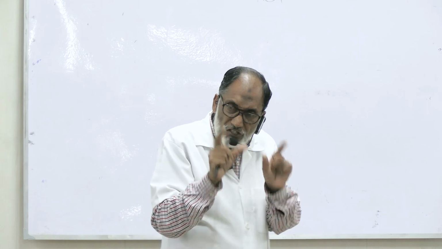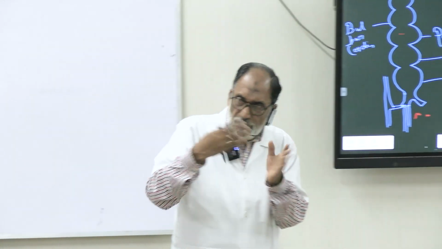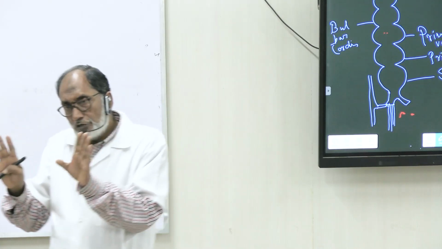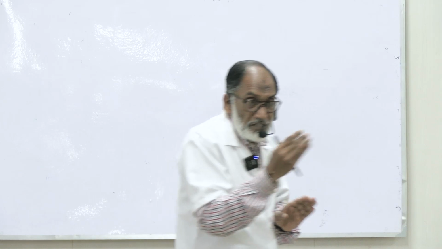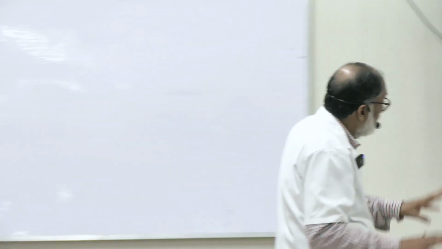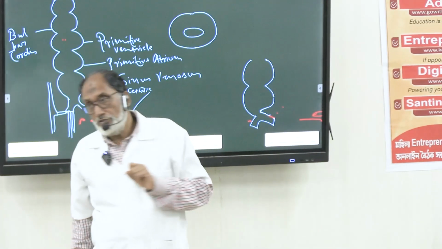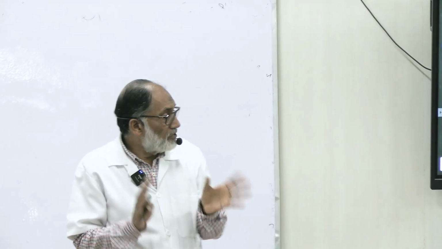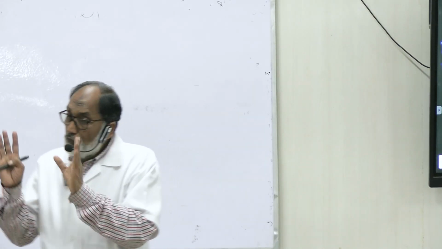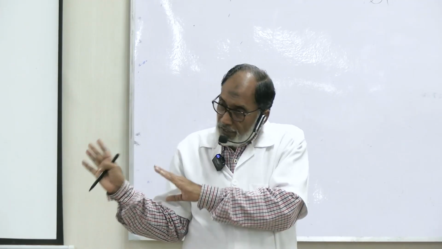Now each atrium has two parts. Inside, if you see, there are two parts, a smooth part and a rough part. The smooth part is coming from, on the right side, the right horn of the sinus venosus and body of the sinus venosus. The body and right horn of the sinus venosus will form the smooth part of the right atrium.